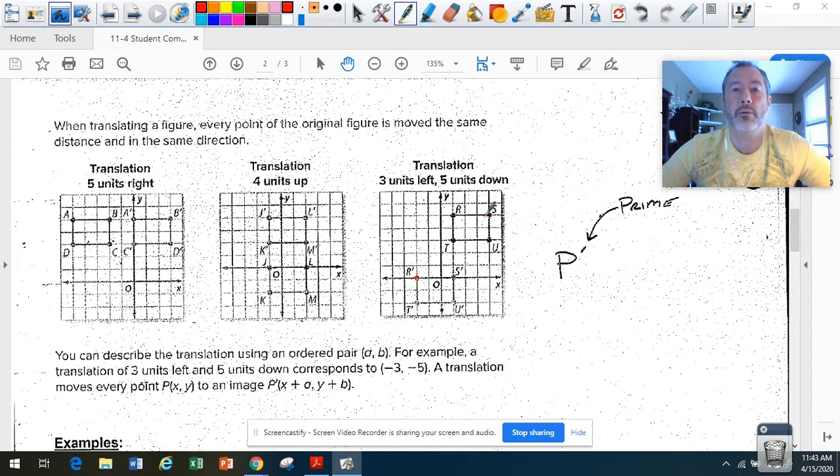Okay, let's do the same thing with the S. Move it left 3: 1, 2, 3. Then it says move it down 5: 1, 2, 3, 4, 5. Here we go. Here is my S prime.